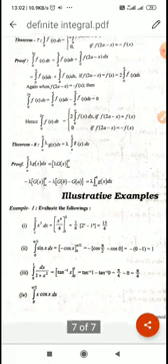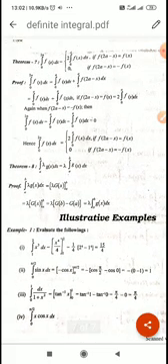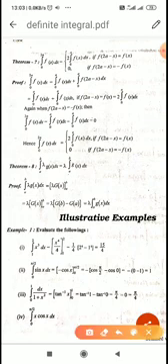The next thing. Here we have x into cos x dx. Which method can we use to solve this problem? Integration by parts. So we have to perform the integration by parts first, then apply the limit. So shall we do that? Okay, let's do it.